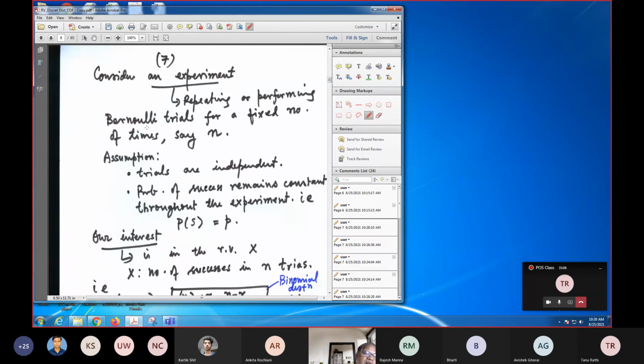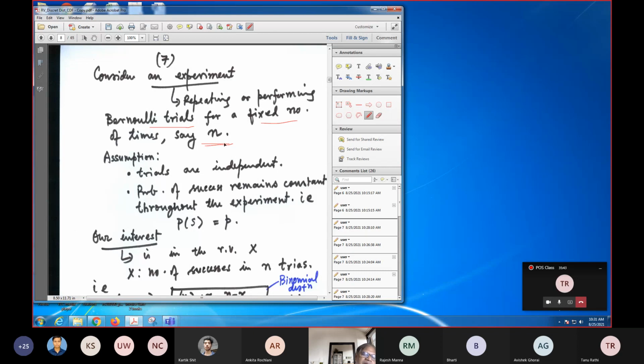A Bernoulli trial means it has only two possible outcomes, success and failure. That we have specified. We are not considering the case which has three or four possible outcomes. So the first thing is that we have restricted ourselves to Bernoulli trials, and it is repeated a fixed number of times, which you have to fix well in advance. If you toss a coin 100 times, this 100 is your n, which you have fixed.